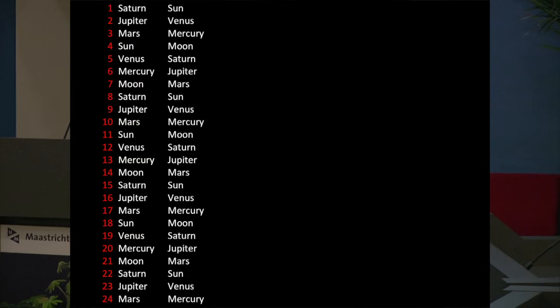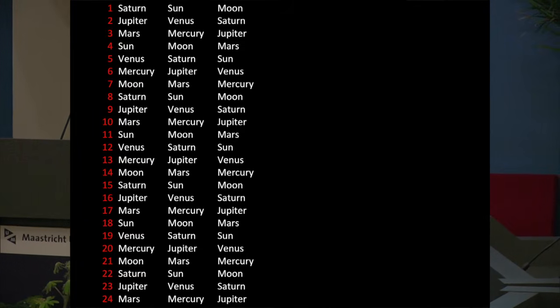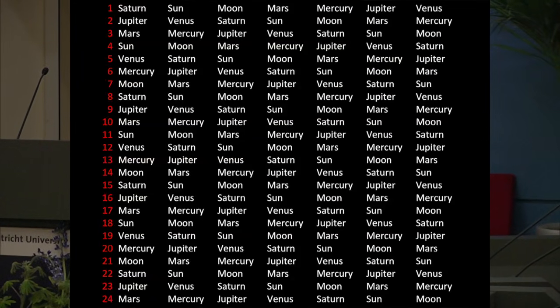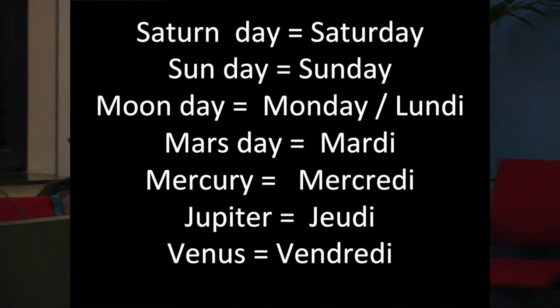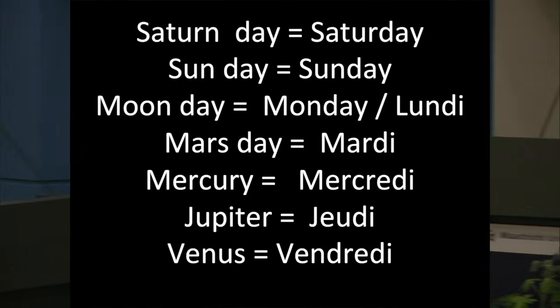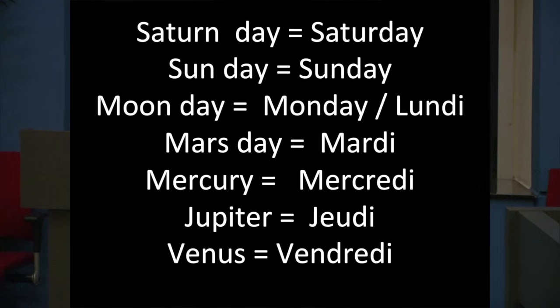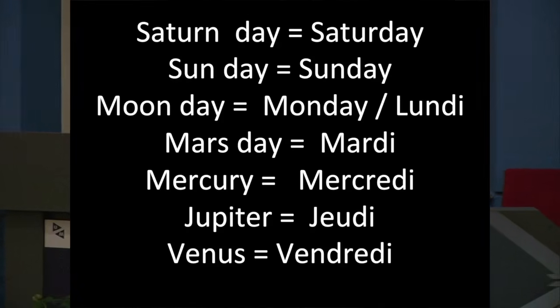And it is these planets that give our days of the week their names. And this is really obvious to see with some of the planets. So Saturn and Saturday, Sun and Sunday, Moon and Monday. The others are easy to see in certain languages. So I've picked French here, and that's very obvious that you get Mars Day and Mercury Day.